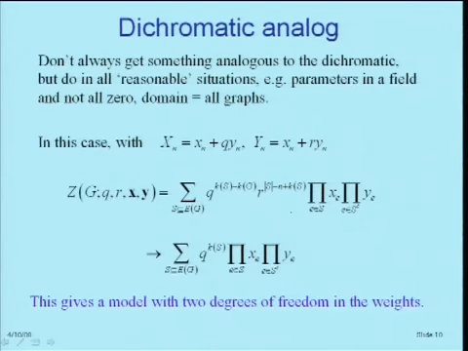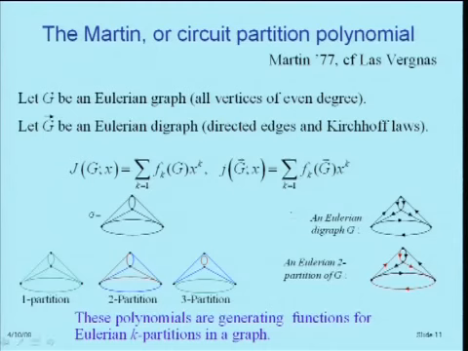For example, the dichromatic is multiplicative on disjoint unions but not on blocks, whereas the classical Tutte formulation is multiplicative both on disjoint unions and on blocks, which is why it's typically the form that's used for matroids. So that's the caveat about the prefactors. All right, so that was the Tutte story. Going to go tell the same story again for Martin or circuit partition polynomials.